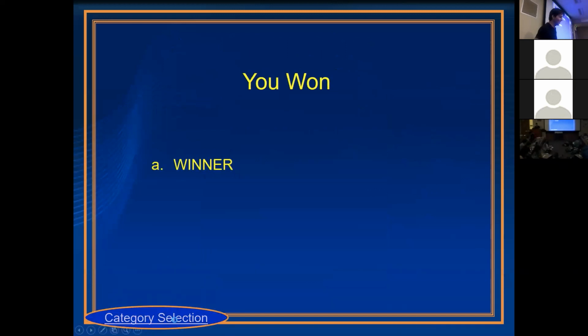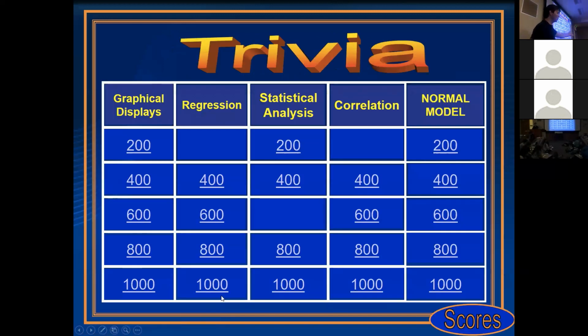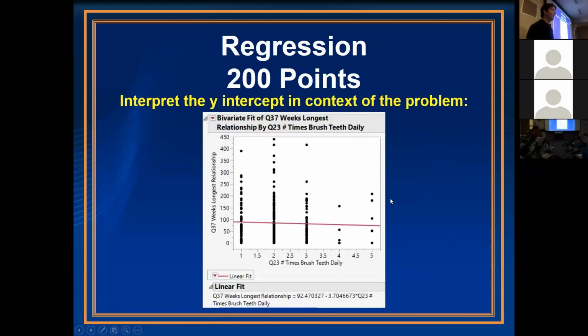There's more with answers on here. It's just hard to write out really long answers. Sure, the interpretation of this one was, when somebody brushes their teeth 0 times a day, we expect their longest relationship to be 92.47 weeks.